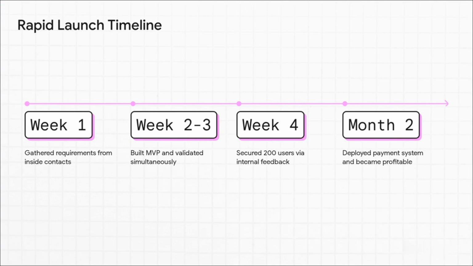Think about it, because he couldn't just send a landing page link into a federal prison, he had to physically deploy the functional MVP right into their closed ecosystem to see if they'd actually use it. By week 4, that internal feedback loop secured 200 users. And here is the absolute wildest part to me. He didn't even build the payment system until month 2. But by the end of month 2, the project was strictly profitable.